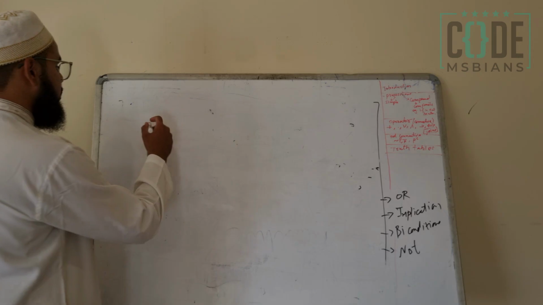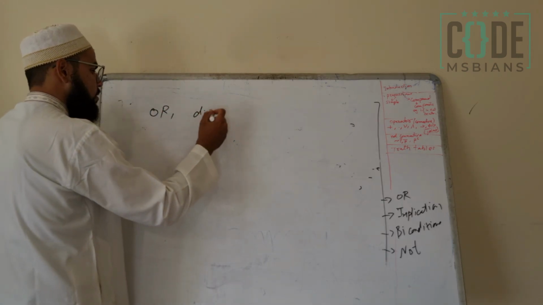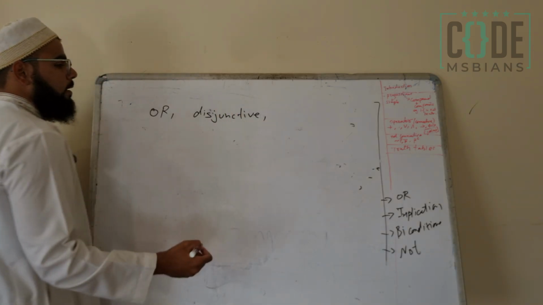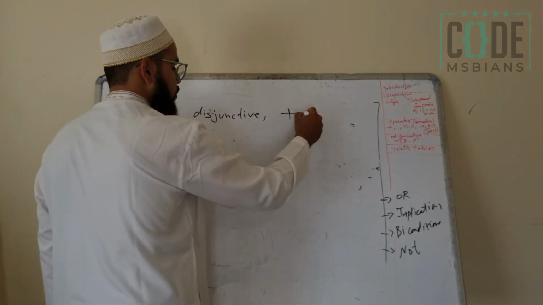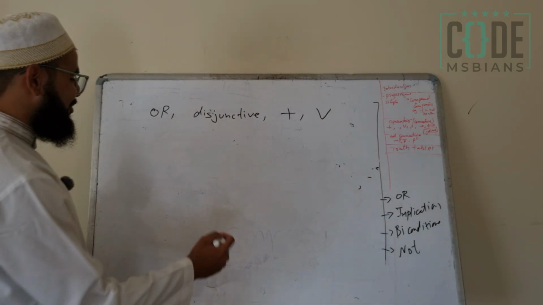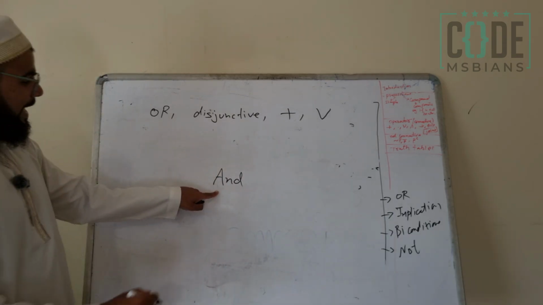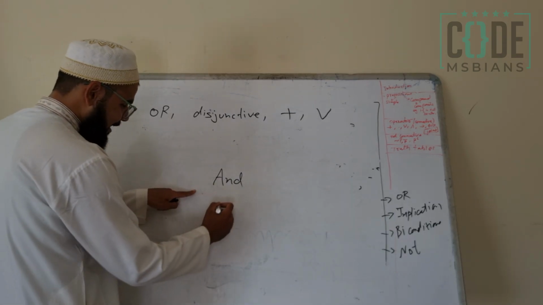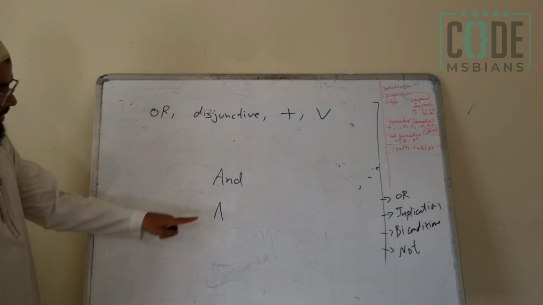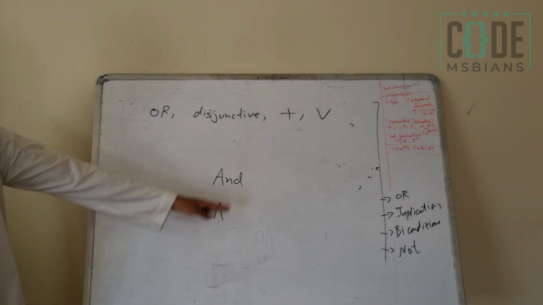OR is also called, as we discussed, disjunction or disjunctive. It is represented by plus, or by V. One thing I want to share with you: when we write AND, we make the symbol like this, and I don't know if it's a coincidence, but AND is represented like this only. So if this is AND, then the inverted one is OR only.